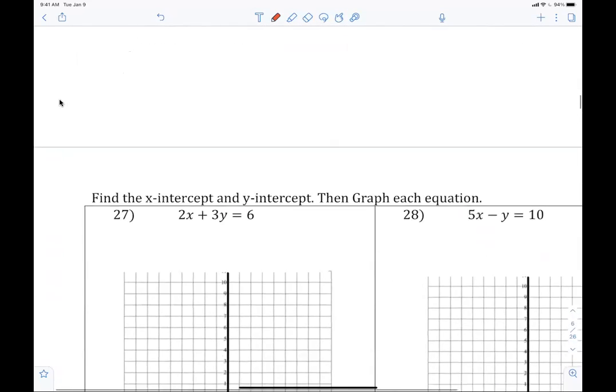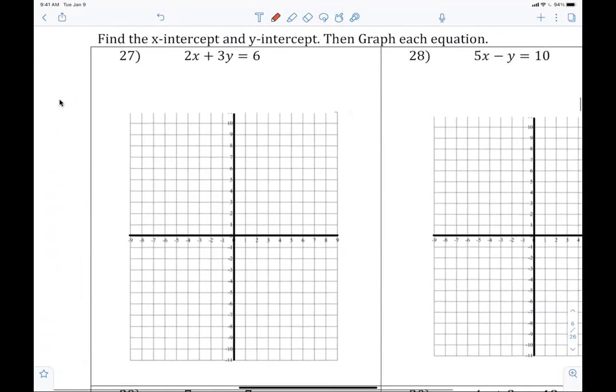I don't care about 25. Okay, yeah. The next big deal, 27. We're asking to find the x-intercept and the y-intercept.